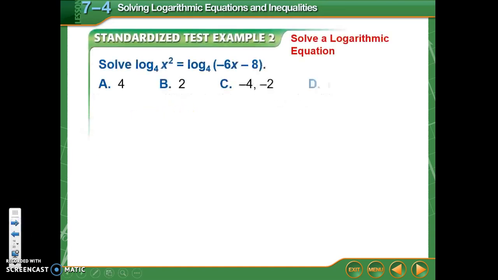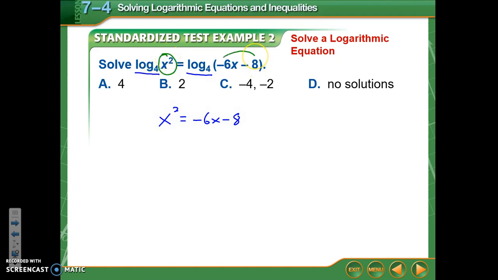So if we take a look at this, log base 4 of x squared equals log base 4 of negative 6x minus 8. So again, one logarithm with the same base 4 on both sides. This can only be true if x squared, what's inside the logarithm on the left-hand side, is equal to negative 6x minus 8, what's inside the logarithm on the right-hand side. So what's inside my logarithm here has to be equal to what's inside here, because I have a single logarithm on both sides with the same base.